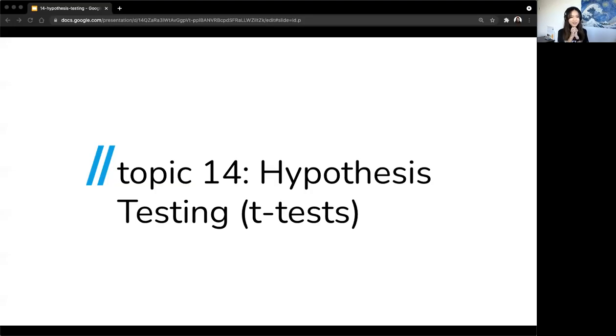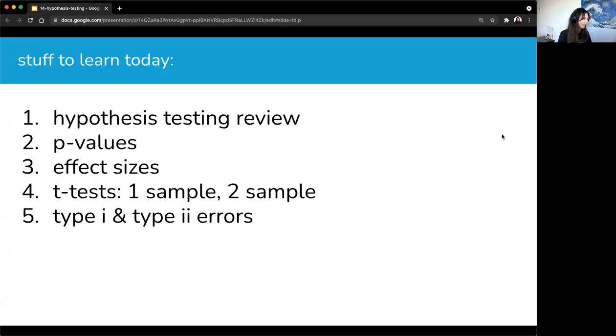All right, so today we're on topic 14, hypothesis testing. And we did talk about hypothesis testing a little bit last time around. So what we're going to do today is review that, and then go more in depth into p-values and effect sizes.